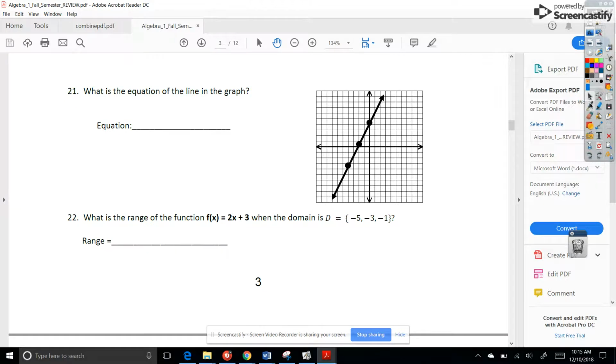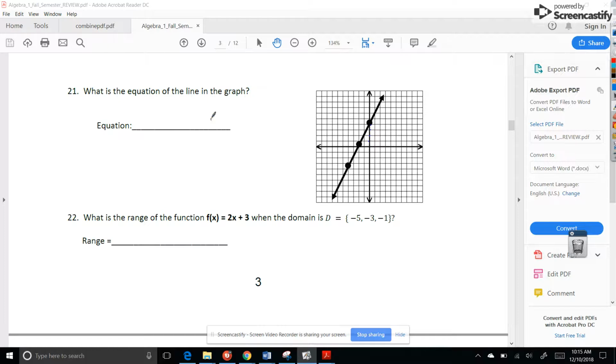What is the equation of the line graph? I see the y-intercept, 1, 2, 3, 4. Just count out our slope. 1, 2, 3, 4, 1, 2. Looks like up 4 to the right 2. So I'm going to simplify 4 over 2 to 2.